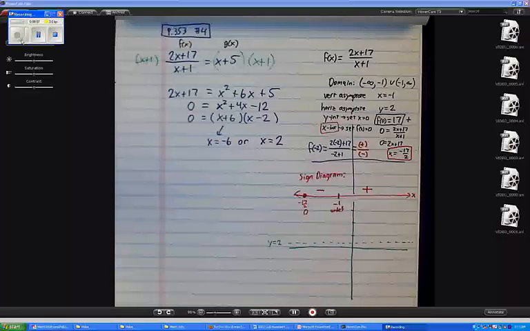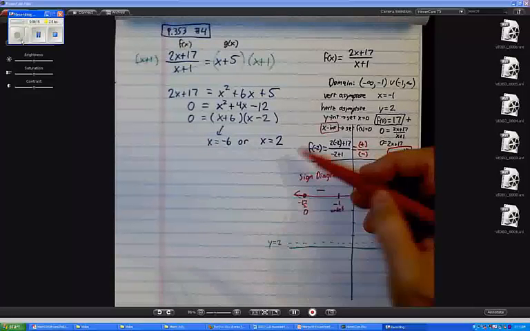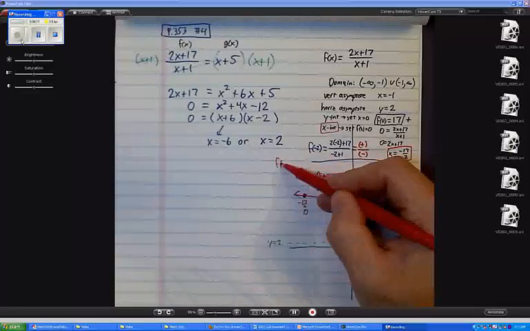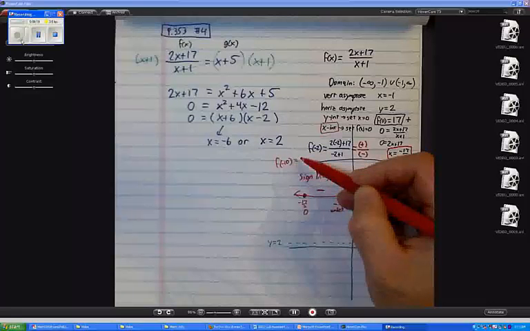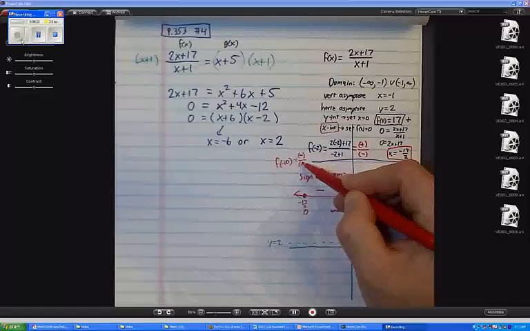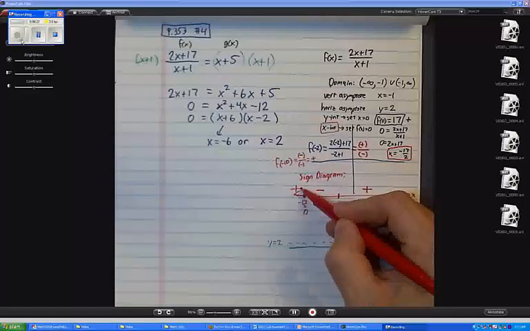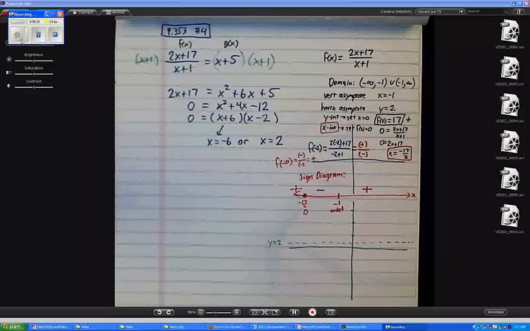Good, because this is what we've been doing for homework. And I will tell you, if you put in something less than -17/2, so say f of -10 or something like that, you're going to get a negative over a negative, which is a positive. And so my sign diagram looks like this: plus, minus, plus. And that's enough for me to get a pretty good picture of what's going on.